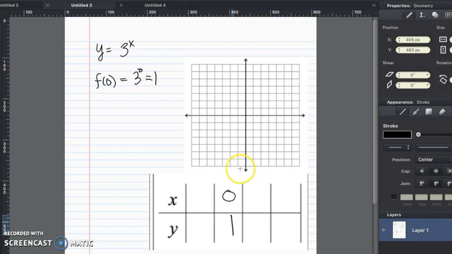Let's pick f of 1. 3 to the first power is going to give me 3. So when I plug in 1, I get a 3. And if we try 3 to the second power, that's going to give me 9. Okay, so that's fairly interesting. It seems to be going up very rapidly. And we actually have a name for this.